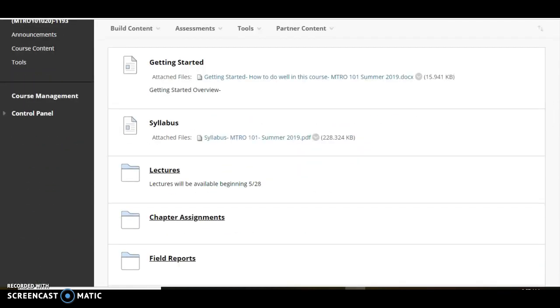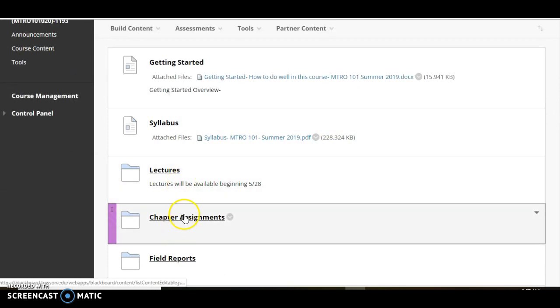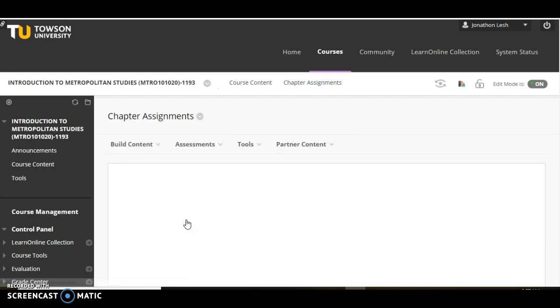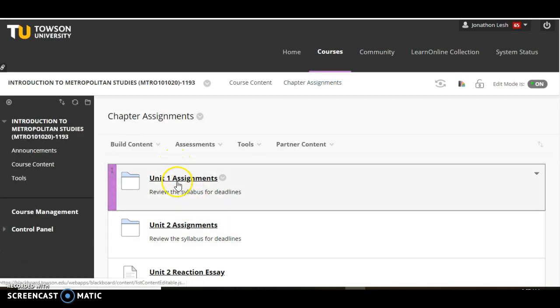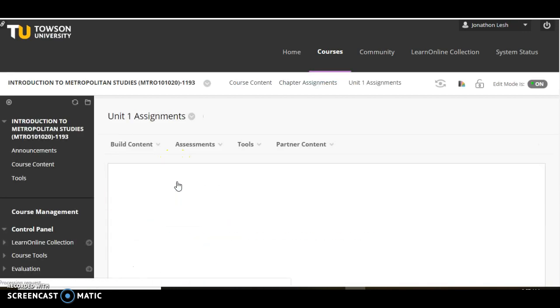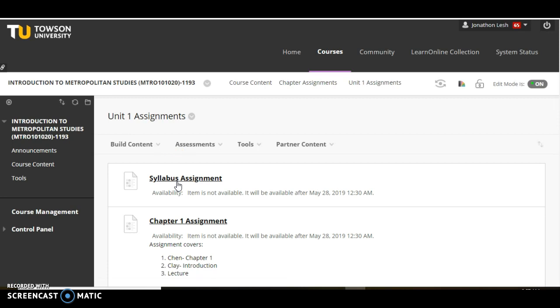And it's pretty straightforward. Lectures, chapter assignments, and field reports. Take a peek in here at one of these chapter assignments. Again, Unit 1. These will be open during Unit 1. The first assignment is a syllabus assignment, simply 10 questions, making sure you're going through the syllabus. You should all do well on that. And here's Chapter 1. As you can see, this assignment covers Chen Chapter 1, Clay Introduction, and the lecture slides.